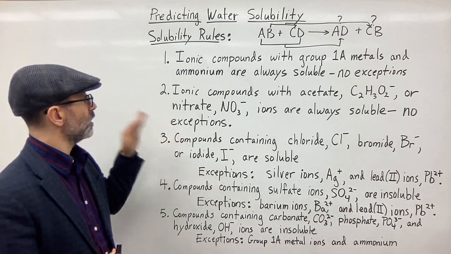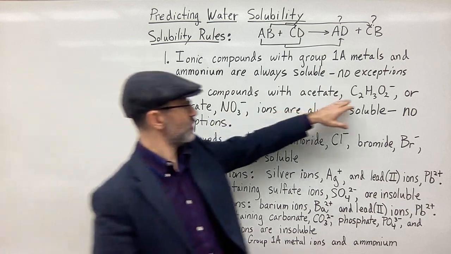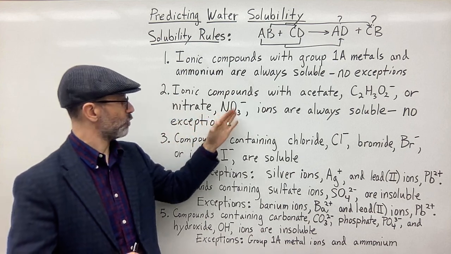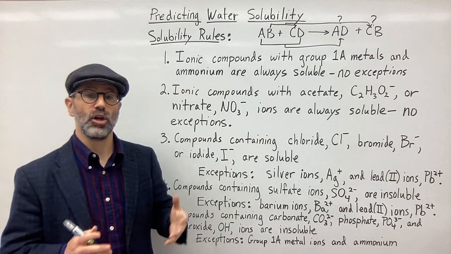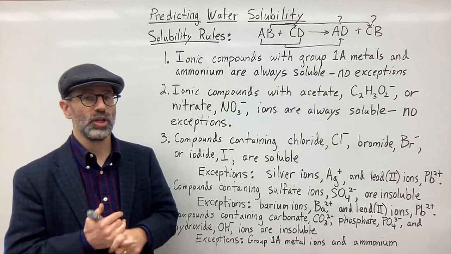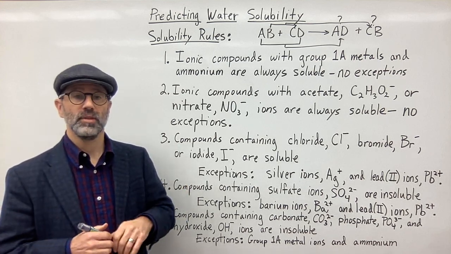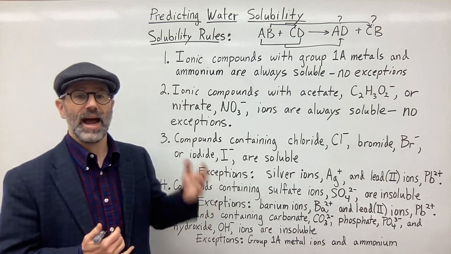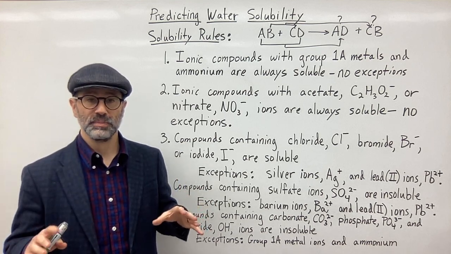Rule number two: ionic compounds that have acetate in them, which is C2H3O2 minus, or nitrate in them, NO3 minus, those ions are always soluble. So if you have anything that has a nitrate in it, like sodium nitrate, potassium nitrate, calcium nitrate, any nitrate or any acetate is going to be soluble in water, no exceptions.